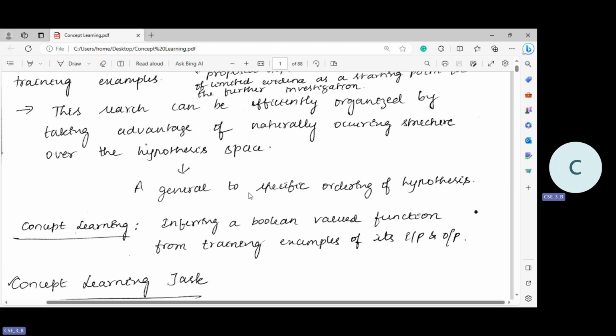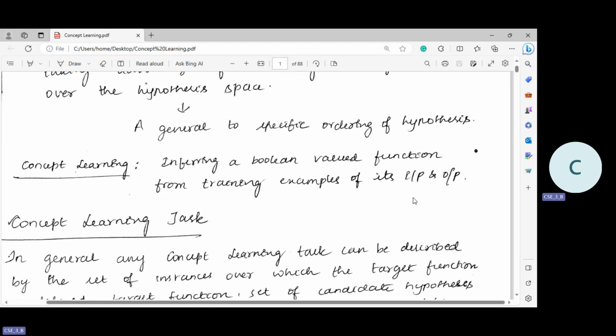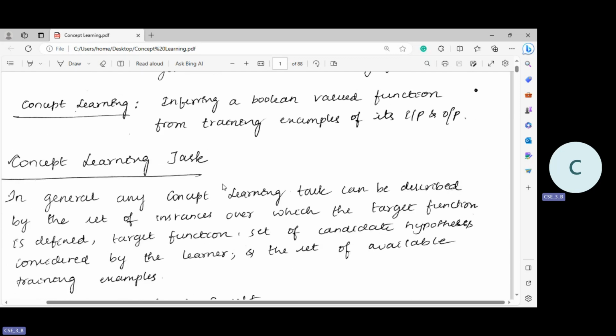And within this boundary, we specify what we are able to learn. Concept learning is also referred to as a Boolean valued function from the training examples of its input and output. A Boolean valued function means we are able to realize whether we understood that concept or not. Based on that, we are able to define the target.